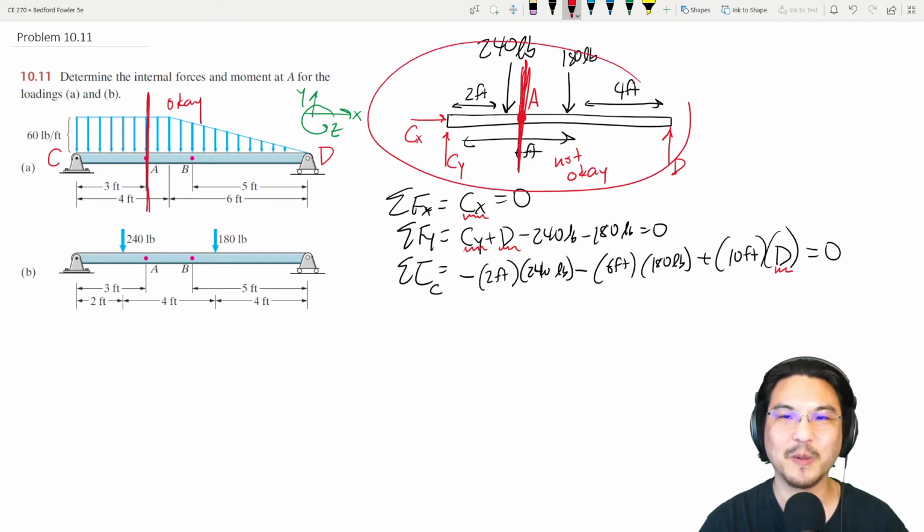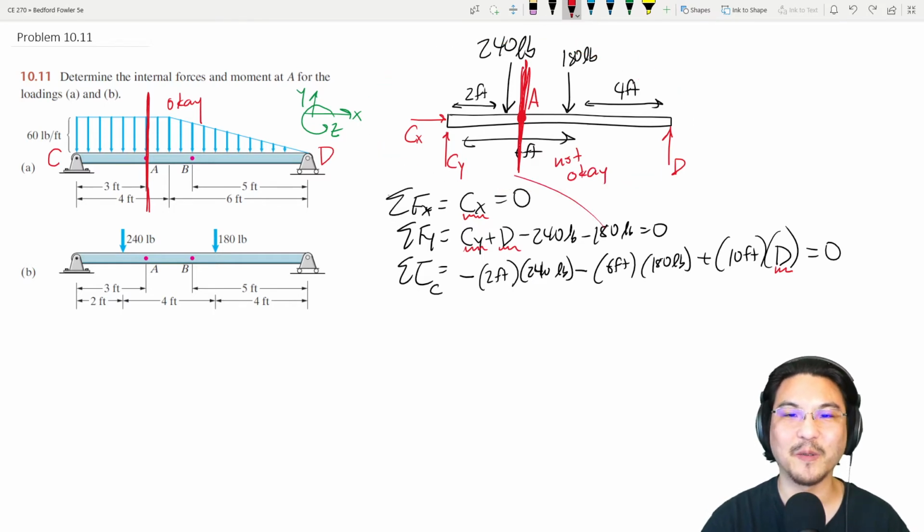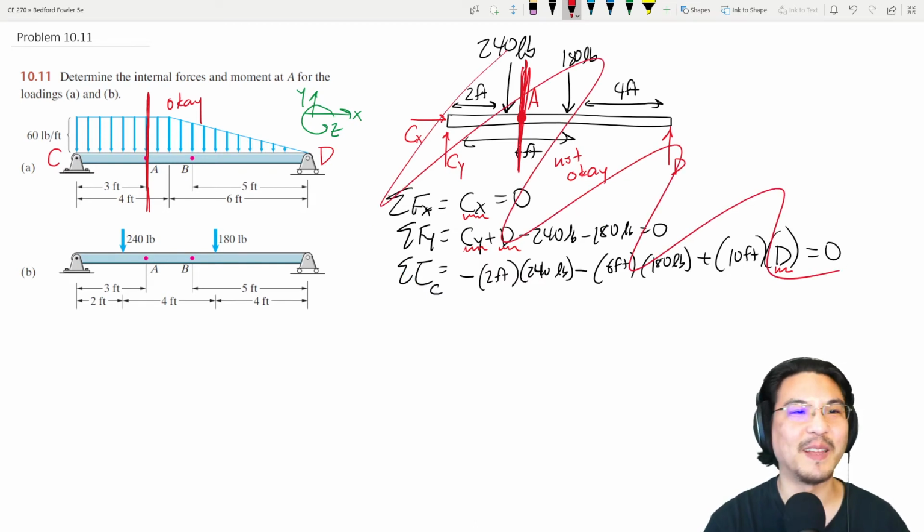Right? This representation was only to solve for the reactions at the supports. Once we're done, we kind of just leave this behind and we're back here. Then we can cut the section. Okay, so let's do that.